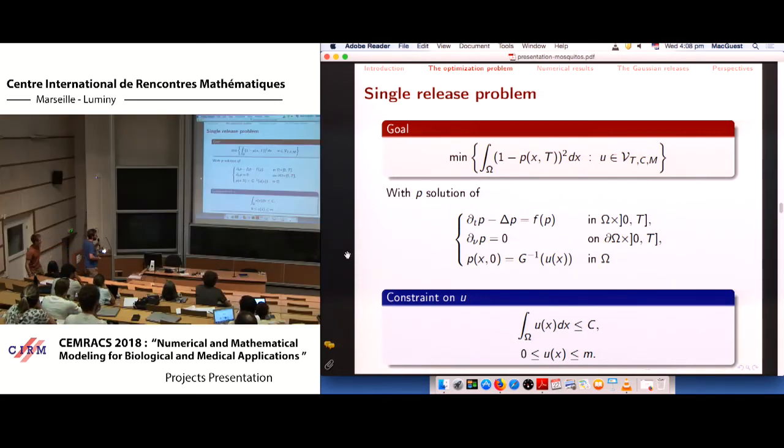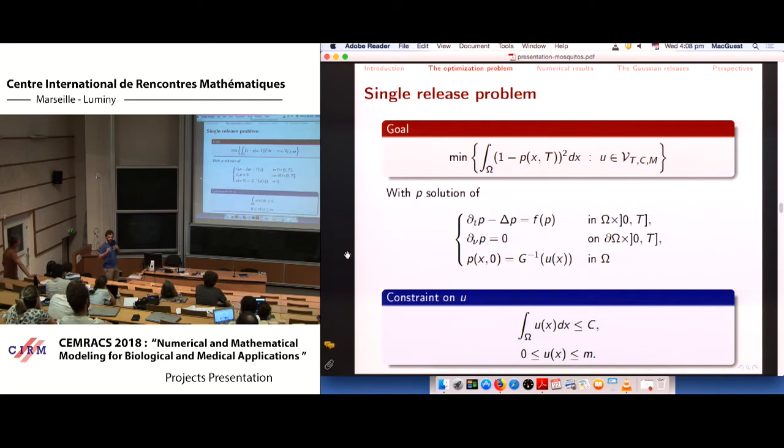Okay, thank you. So I'm going to start. I'm going to talk about how we tried to solve this numerically. We're just looking at a single release, with the initial condition that we're controlling. And so this is an infinite dimensional optimization problem.